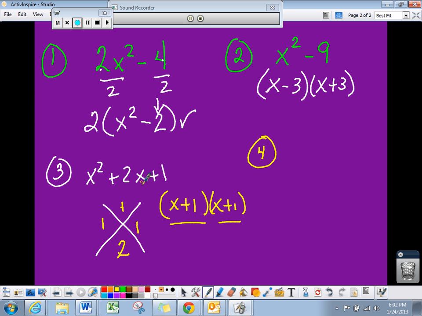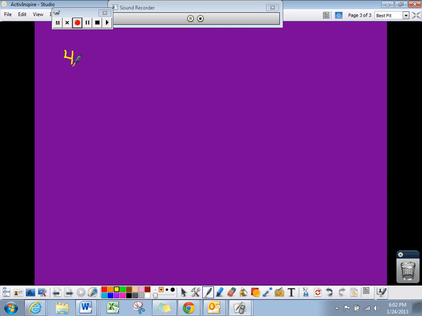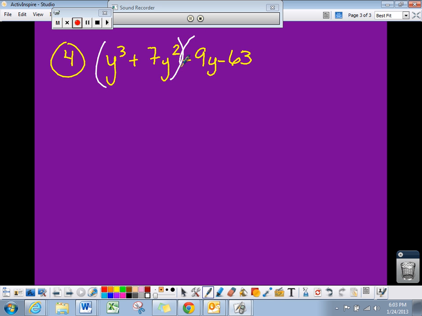And the last type of problem that we're going to look at is going to be our cube. So if I have y cubed plus 7y squared minus 9y minus 63, and I'm running out of room, so I'm going to go ahead and change the page. So that was y cubed plus 7y squared minus 9y minus 63. Here are our four terms. So we said we're going to factor by grouping. We're going to group the first two, we're going to group these two, and we're going to put a plus sign in between.